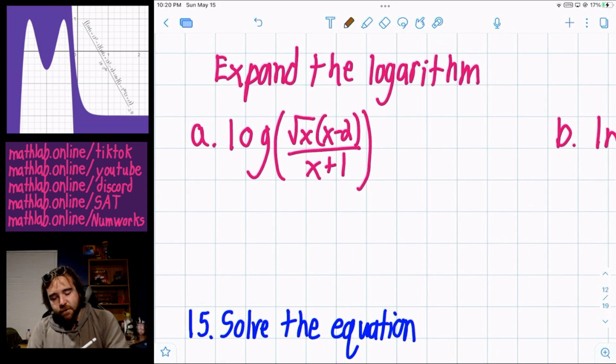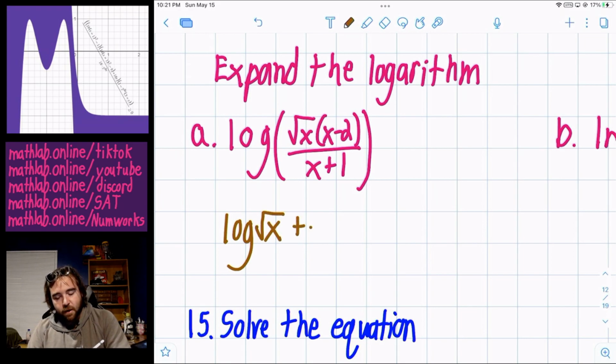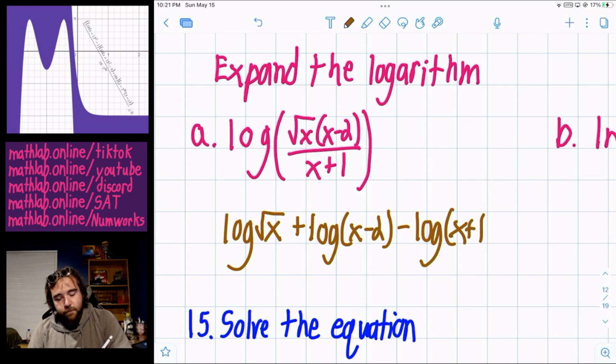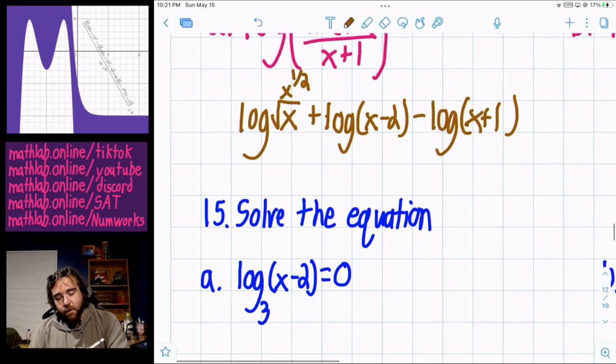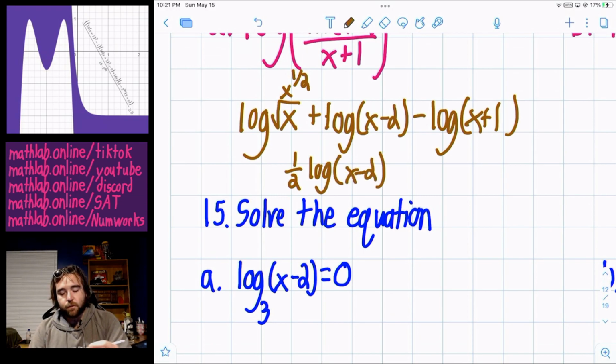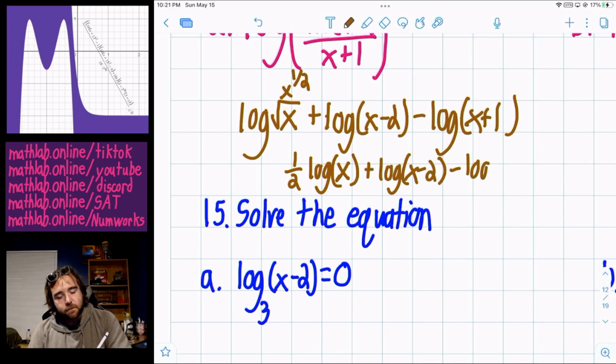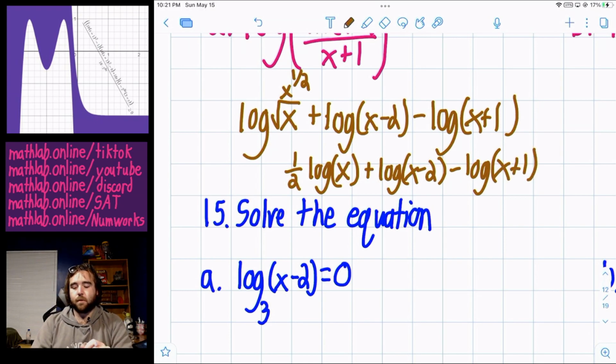All right, expand the log. So now we're going to do the opposite. The things on the top are going to be positive, and we're going to be adding them. And the things on the bottom, we're going to be subtracting them. And then it's nice to do this. This is x to the 1/2, so we can make that 1/2 log of x minus 2, or 1/2 log of x plus log x minus 2 minus log x plus 1.